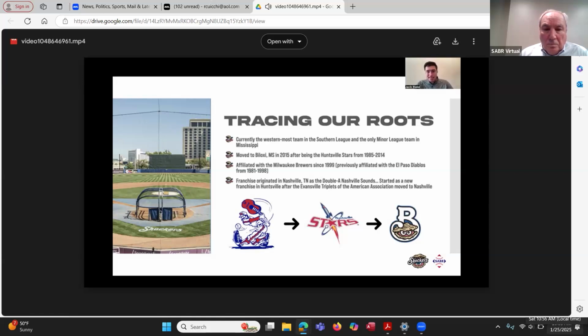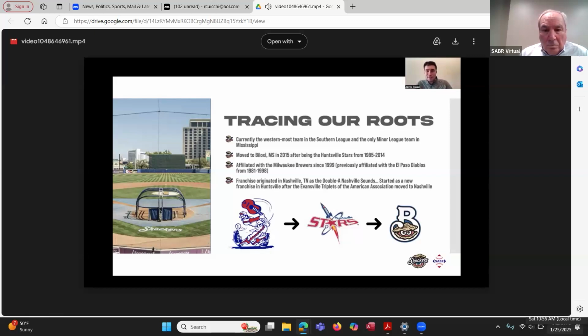And there were a lot of really talented players who played for the Stars. At one point, there were a couple of different affiliates. Mark McGwire and Jose Canseco both played in Huntsville, and they made their way through the minor leagues. But the Stars, the Shuckers, have been affiliated with the Brewers since 1999. So the Brewers have had their AA affiliate in the Southern League for the entirety of the 21st century.